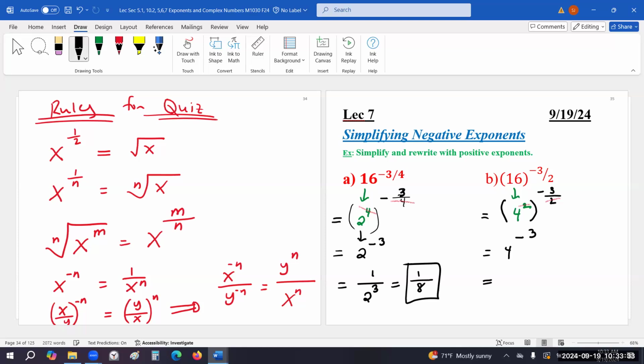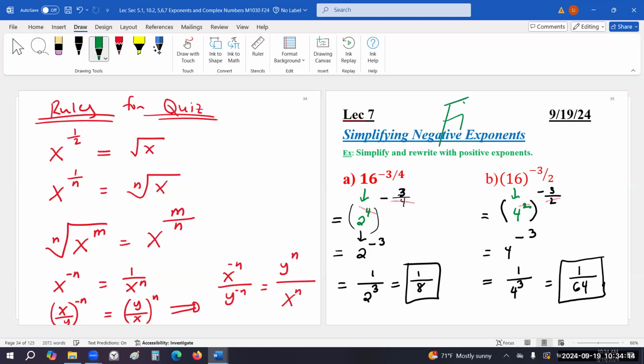So what is the next step? We want 3 to be positive. So 1 over 4 cubed. And what is 4 times 4 times 4? 64. This is another number you're going to work with a lot: 4 cubed, 3 cubed, 2 cubed, 2 to the 4, 3 to the 4. These are the numbers we work with. Any question so far?